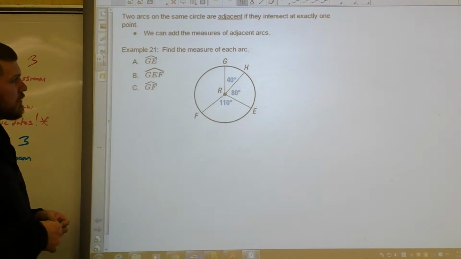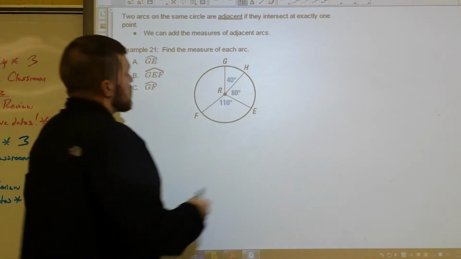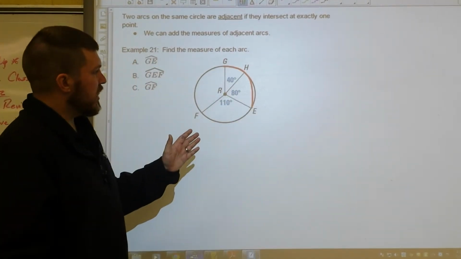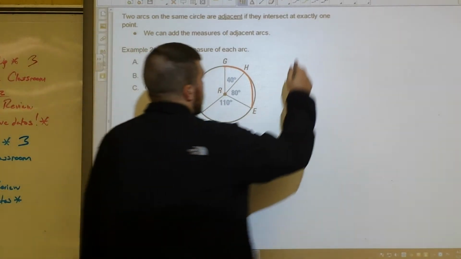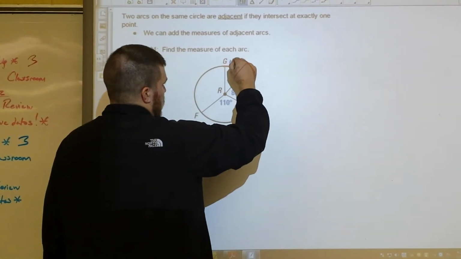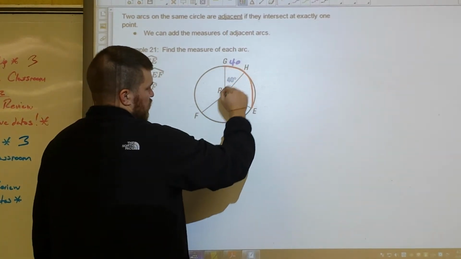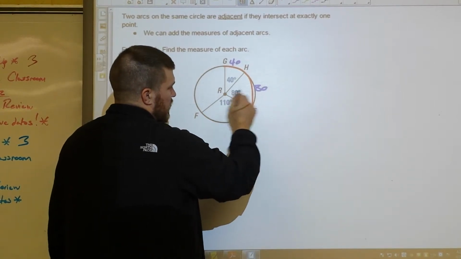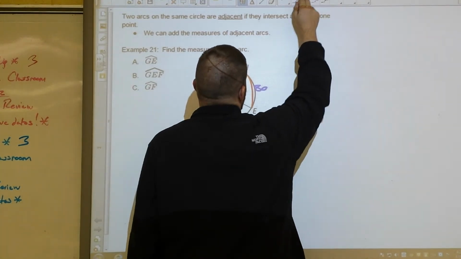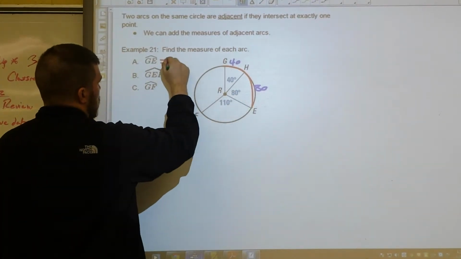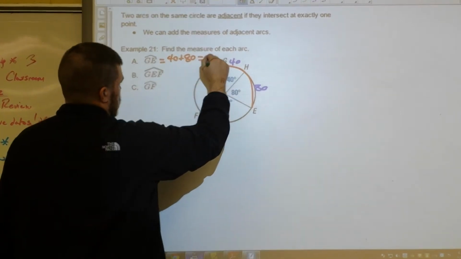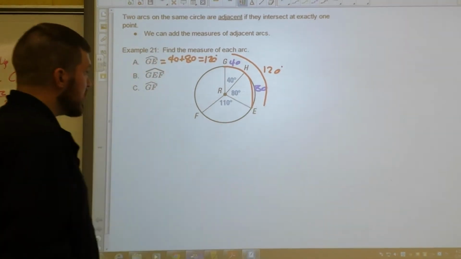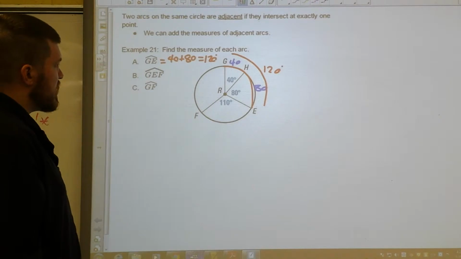So in example 21, that's what we're doing. We want to find the measure of GE. So let's do that in red, the measure of GE. Well, before I can do that, I first need to find the measure of GH, which is 40, because my central angle for GH was 40, and then the measure of HE, which is going to be 80, because the associated central angle is 80. So to find GE, I'm just going to say 40 plus 80 equals 120. So from here to here is 120. Pretty easy.